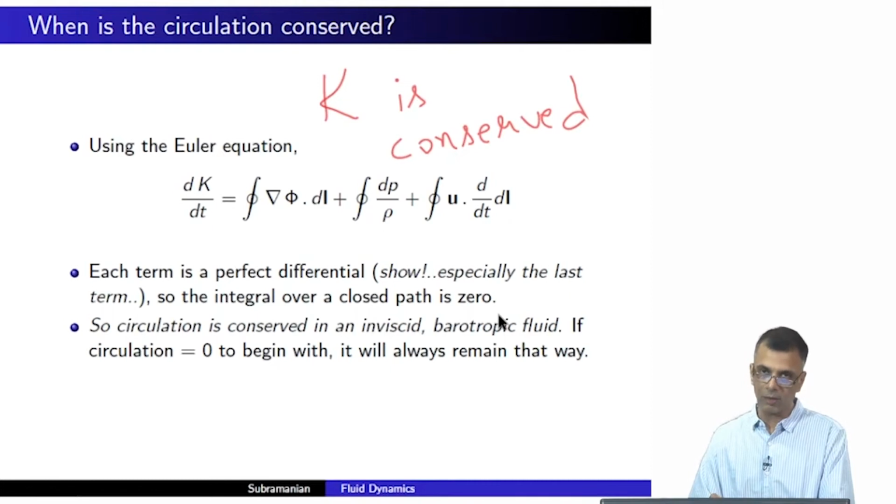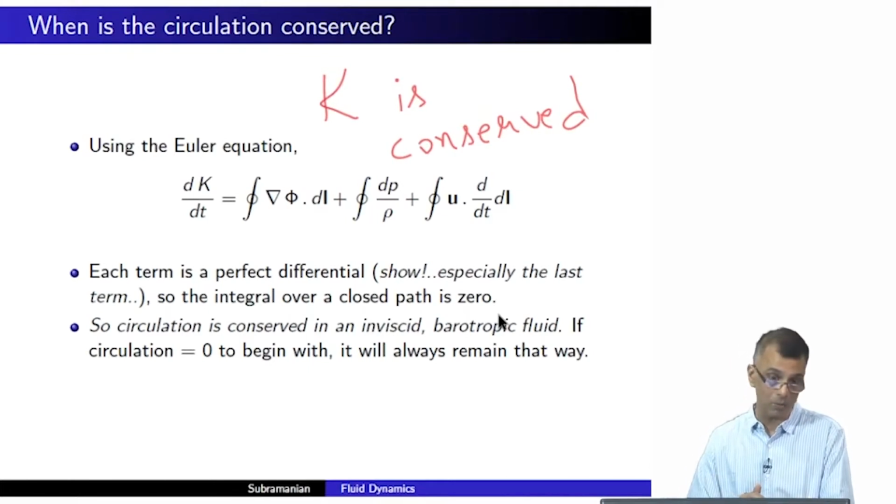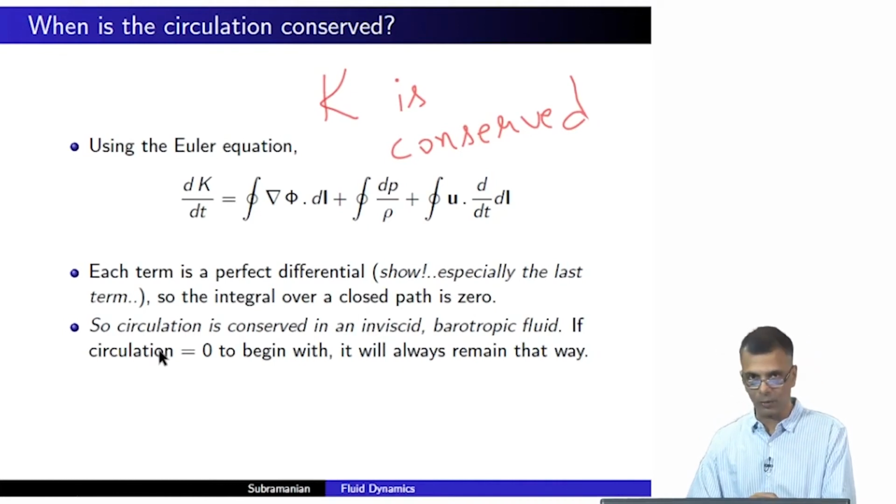Also importantly, it's true only for situations where either the body force is absent or the body forces can be described using a conservative potential. That's not written here, but I want you to keep that in mind firmly. So if the circulation was 0 to begin with, it will always remain that way.